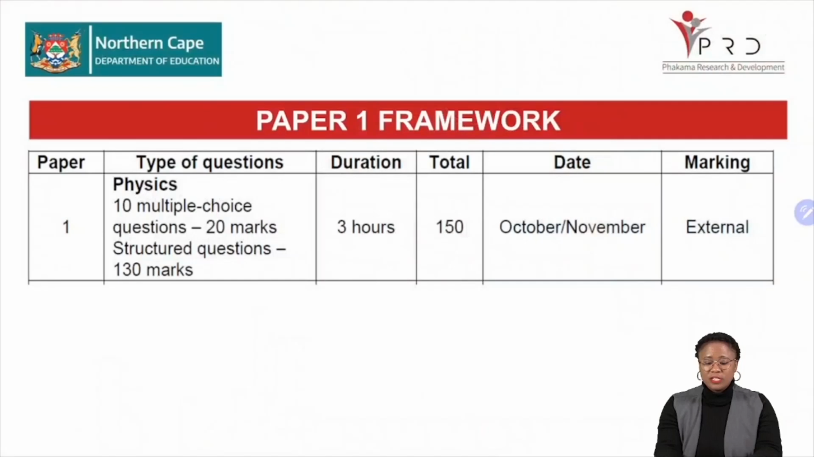Firstly, you need to know the structure of the paper or the framework of the paper. We know that in Physical Sciences Paper 1, you will be given 10 multiple choice questions, and then your structured questions will be about 130 marks. And altogether, you'll be writing a paper that is 150 marks for a duration of 3 hours.